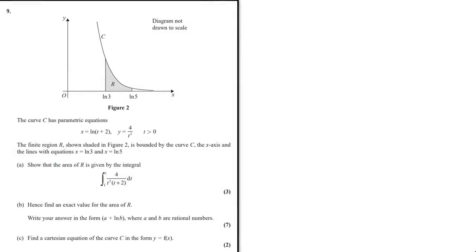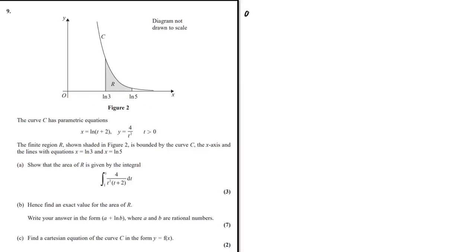Moving on to question 9 now, we have a question taking a look at finding the area under a curve, specifically by parametric integration. So we've got the curve C, which has these parametric equations here, and then we've got the finite region R shown shaded in figure 2. And this is bounded by the curve C, the x-axis, and the lines x equals the natural logarithm of 3, and x equals the natural logarithm of 5.